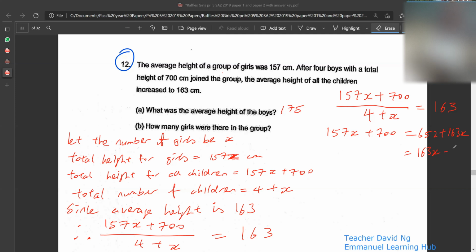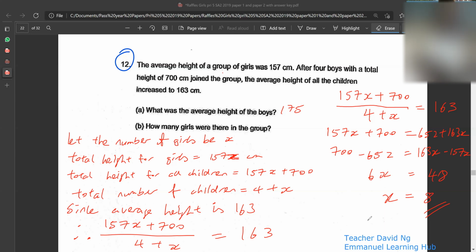163X minus 157X is equal to 700 minus 652. So it's 6X is equal to 700 minus 652, 48. X is equal to 8. So 8 is the number of girls in the group. X is the number of girls. So there were 8 girls in the group.